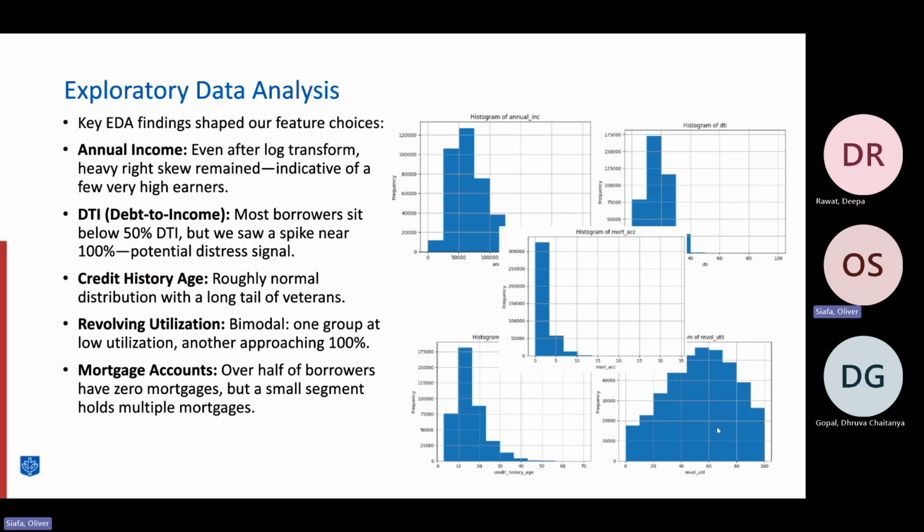Revolving utilization was interesting. It is bimodal. One group had low utilization while another was approaching 100% utilization. And if we look at mortgage accounts, over half of our borrowers did not have a mortgage. They were renting. And there was a smaller segment that had multiple mortgages. This could be people with higher income that have more than one house or living place.